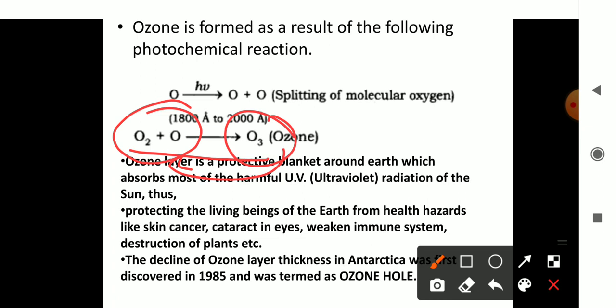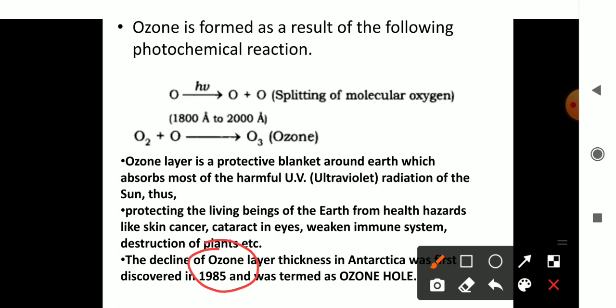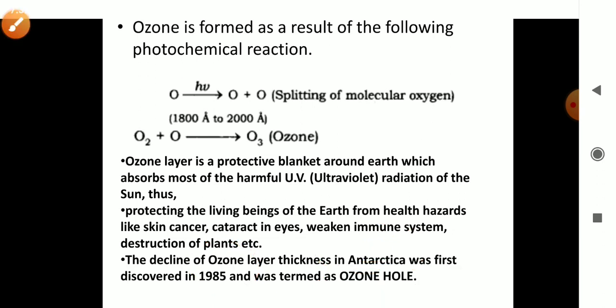But somewhere in the 1980s, around 1985, a huge ozone hole was detected over Antarctica. An ozone hole is not a direct hole in the ozone layer. It's actually the place in the ozone layer where the layer has become thin, has thinned out. So a huge ozone hole was detected over Antarctica, and in many other places, smaller holes. In many places, it was found that the ozone layer had thinned out.